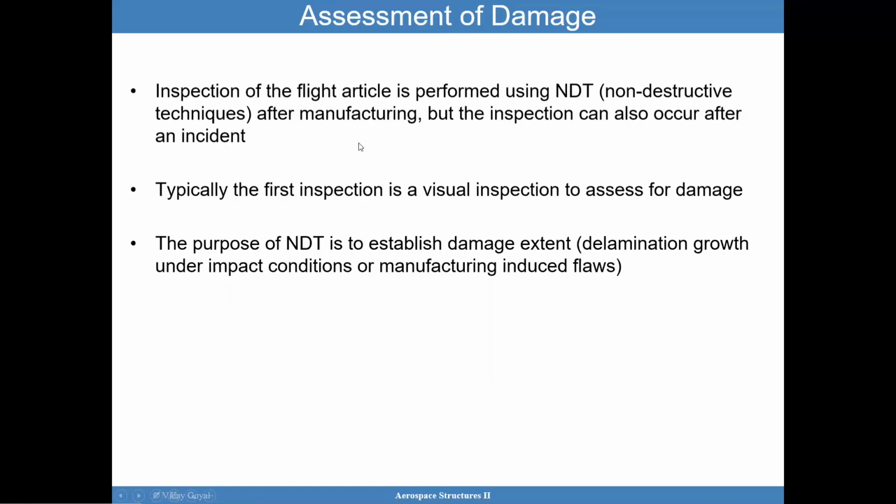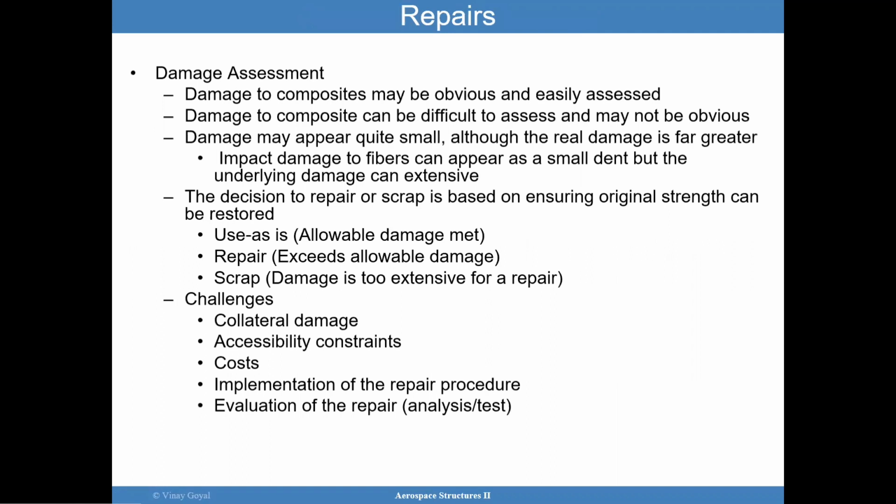Inspection of the flight article is performed using non-destructive techniques after manufacturing, but inspection can also occur after the incident. Typically, the first inspection is visual, and again, you want to take pictures, understand how the damage occurred, understand all the factors that went into the damage. And the purpose of the NDT is to establish the damage extent, delamination growth, under impact conditions or manufacturing-induced flaws. Very important consideration.